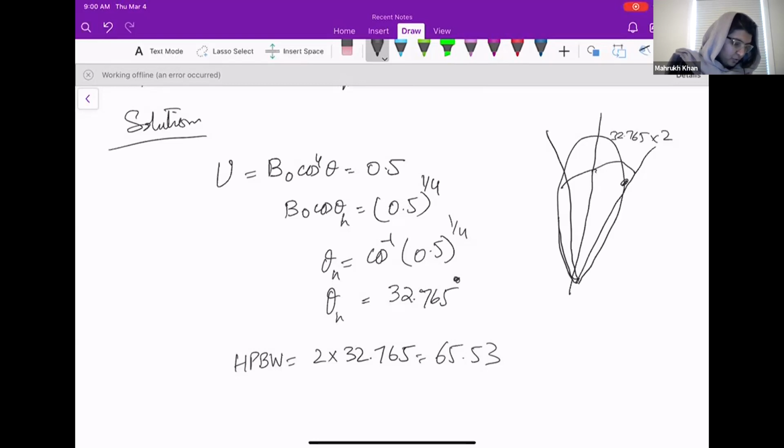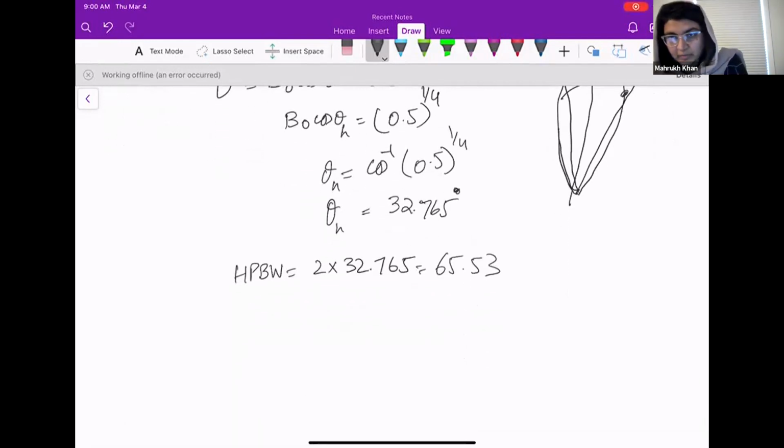So I feel normally the question is not difficult. It's the formulation, how you formulate the problem, that is the key. If you know how to solve half power beam width, you're good. Now changing it into radians, your half power beam width will be 1.1437 radians.